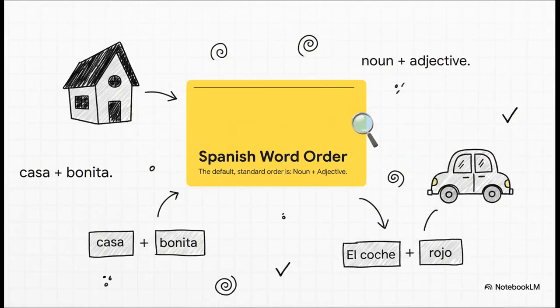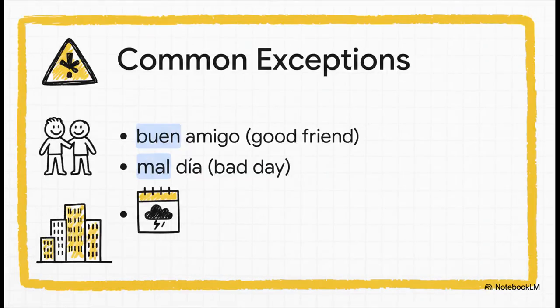And getting this right is honestly one of the biggest things you can do to sound more authentic. The default standard word order in Spanish is noun, then adjective. La casa bonita, el coche rojo. Get this down and you're going to sound so much better. Now, are there exceptions? Of course. This is Spanish, after all. Words like buen, mal, and gran usually do come before the noun. These are super common, so they're definitely worth memorizing, but just remember they're the exception, not the rule.